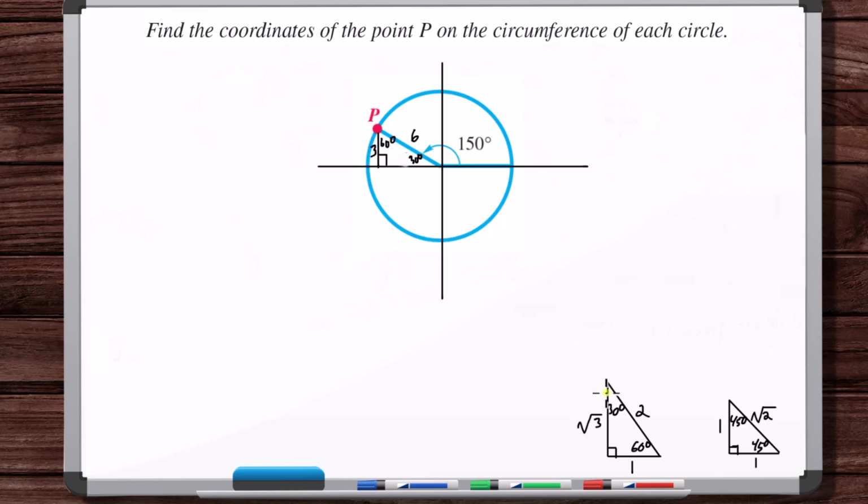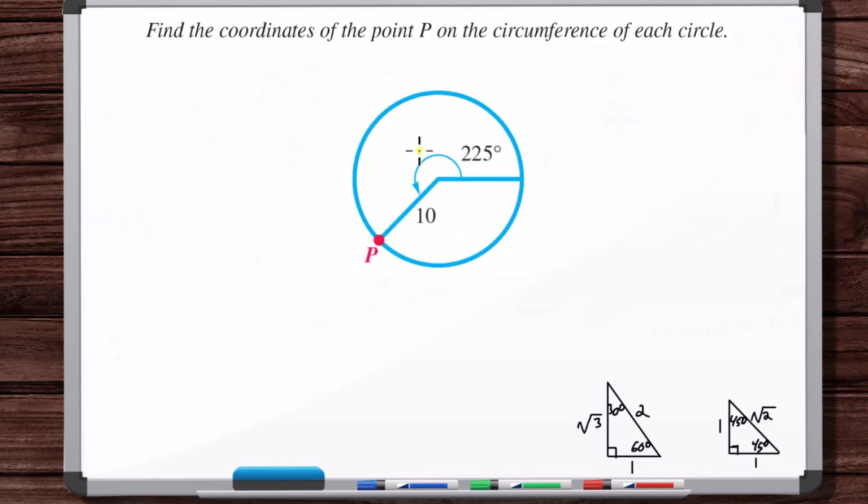Okay, now what's the long leg? Well, that's root 3 times the short leg. So we could say 3 root 3. But this is negative, so P here has coordinates minus 3 root 3, 3.